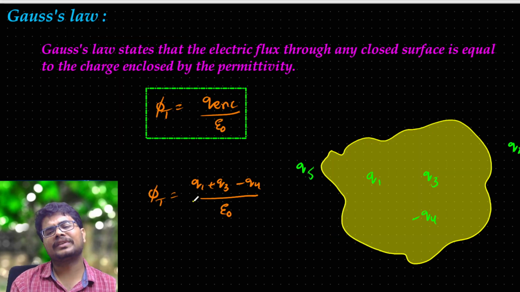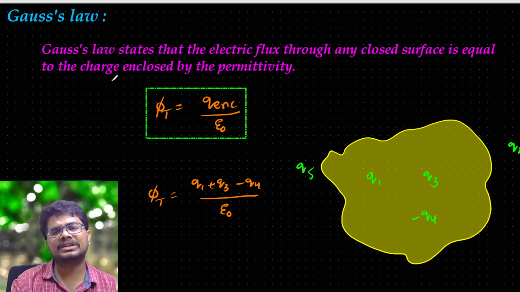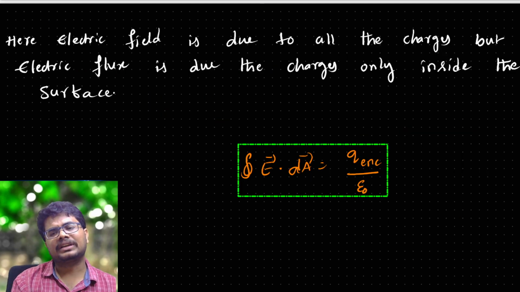Look at this. This is how we are going to set the Gauss law. Gauss law states that the electric flux through any closed surface, like this surface, is equal to the charge enclosed by the permittivity. Charge enclosed by permittivity is called what? Flux. How much charge is enclosed in this example? Q1, Q3 minus Q4. So flux contribution is only this much. Let me conclude that point here.